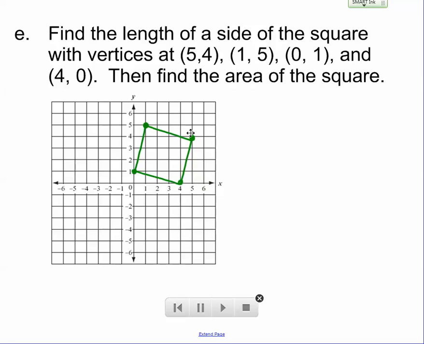I can look at this right triangle, and I could say, okay, there's the legs, A and B, and I'm trying to find the hypotenuse, C. Now the legs I know that A is 4 and I know that B is 1. So 4 squared plus 1 squared must equal C squared.